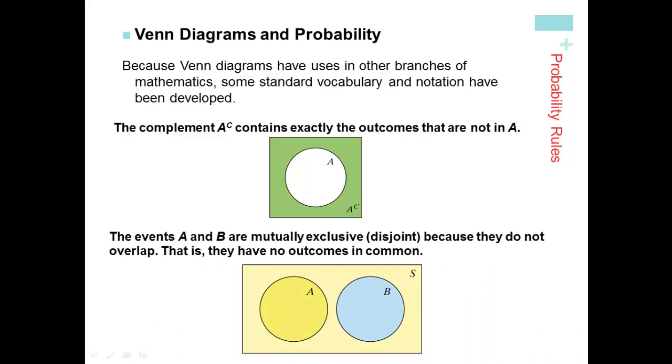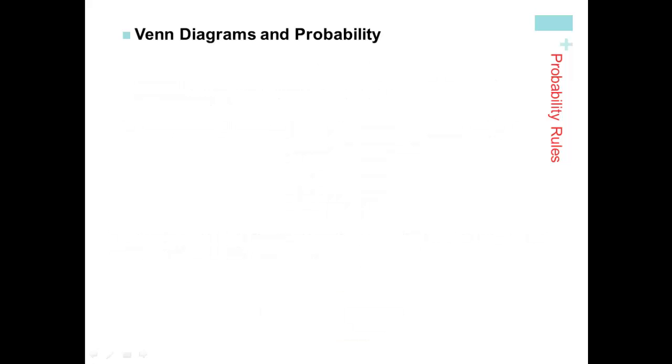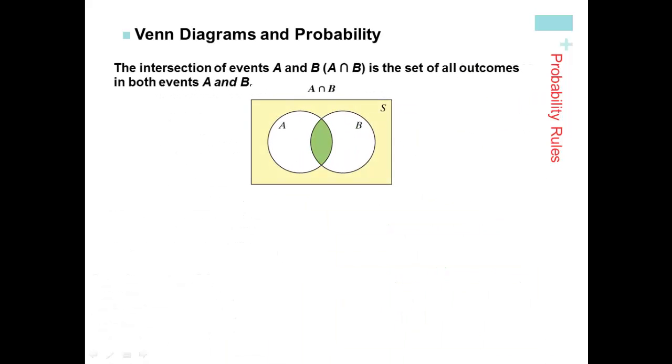The events A and B are mutually exclusive, or disjoint, because they do not have an overlap. That is, they have no common outcomes. The intersection of events A and B, noted as A intersect B, is the set of all outcomes that are in both events.